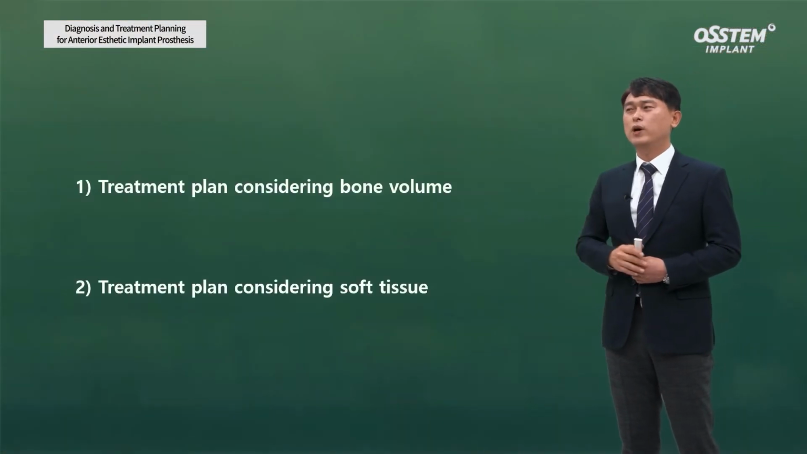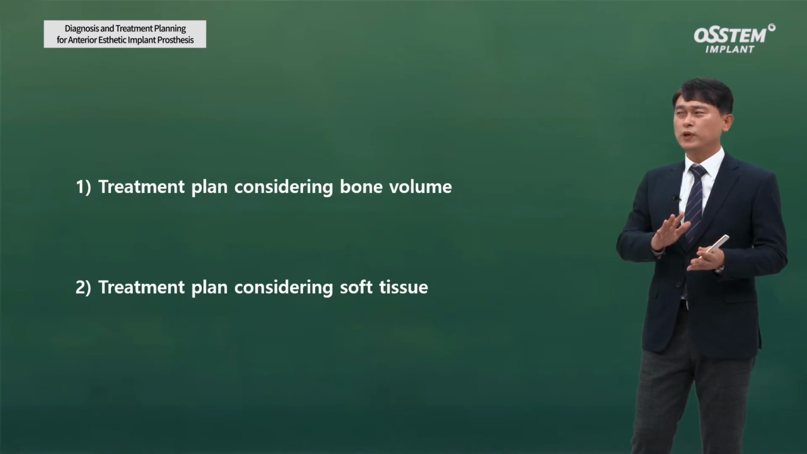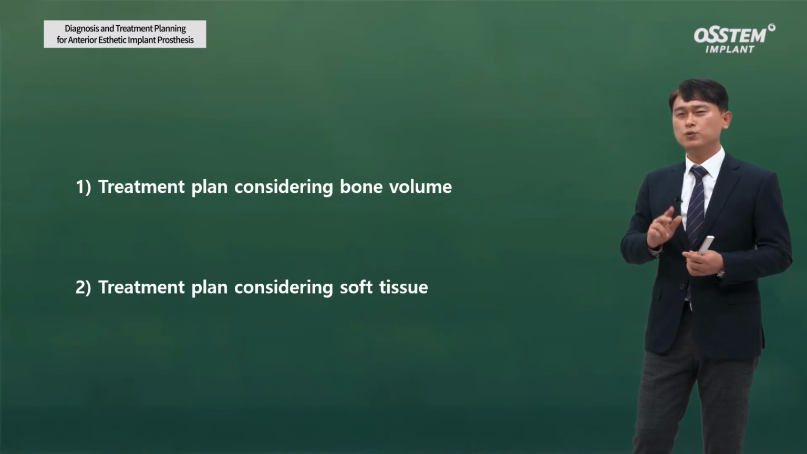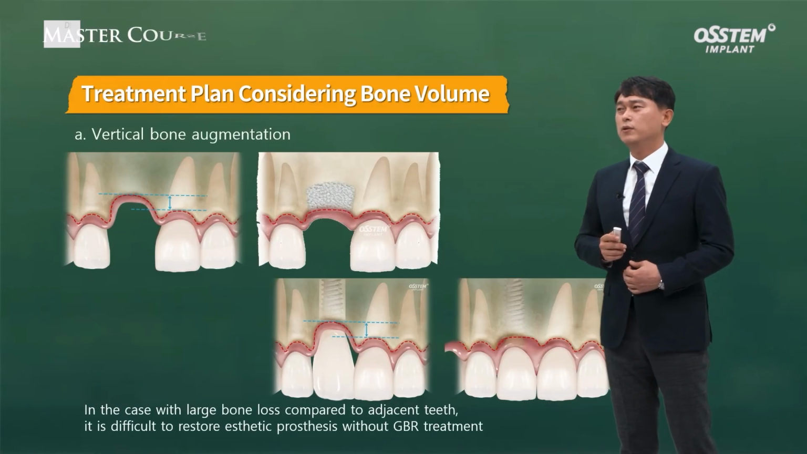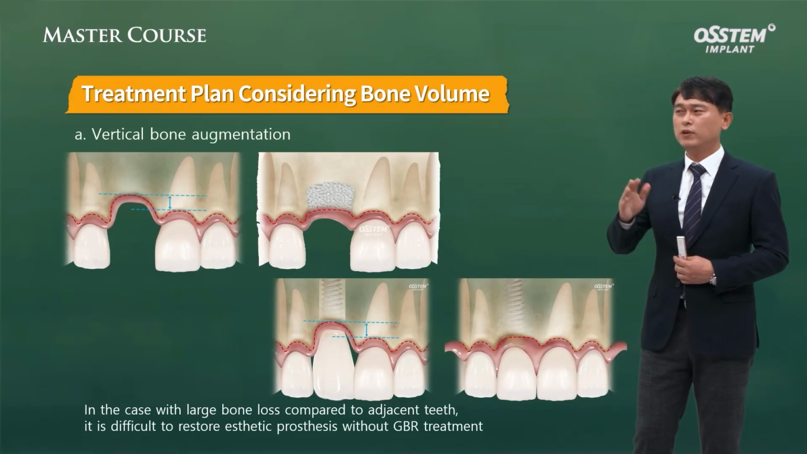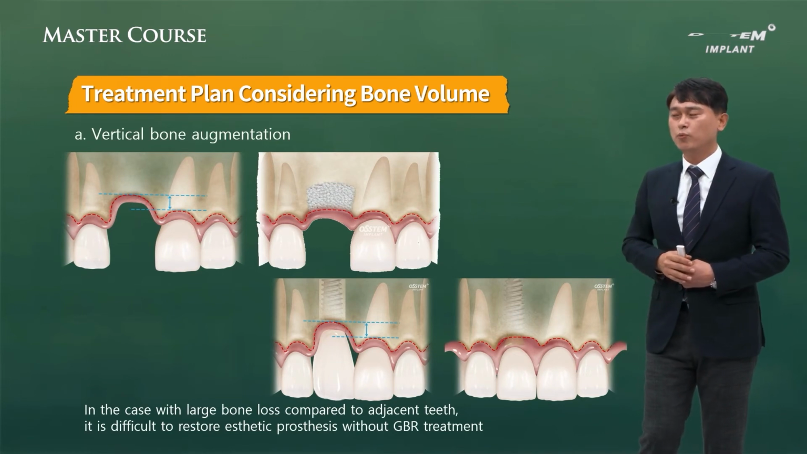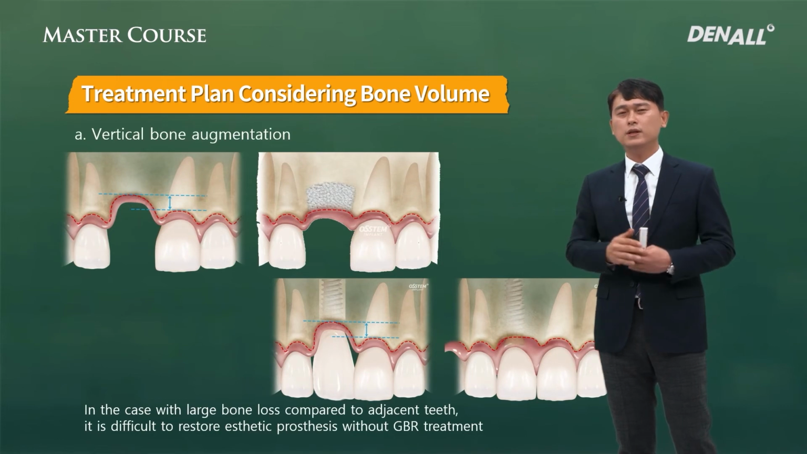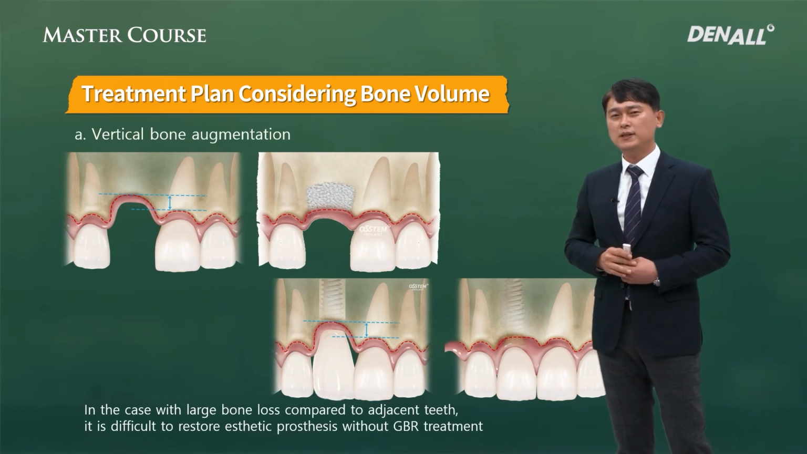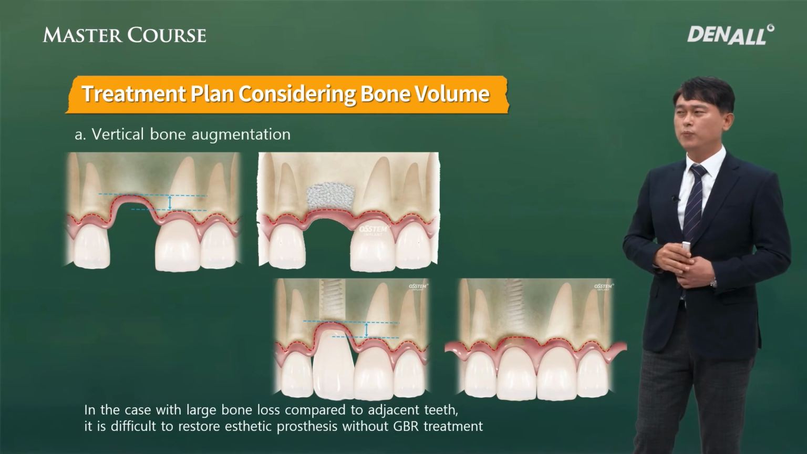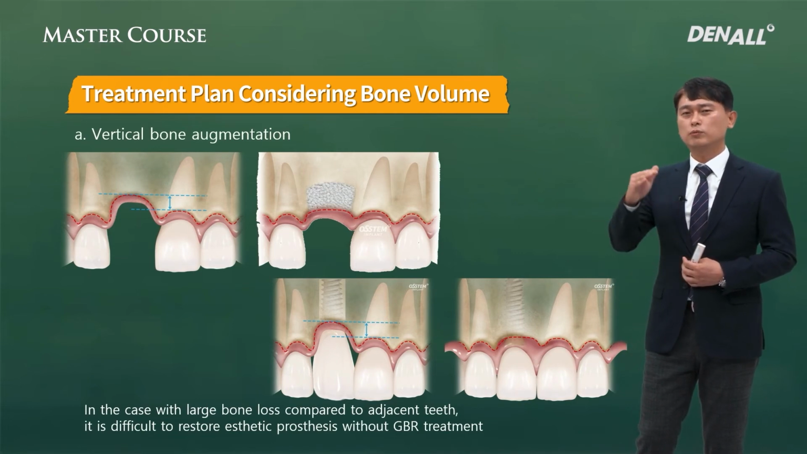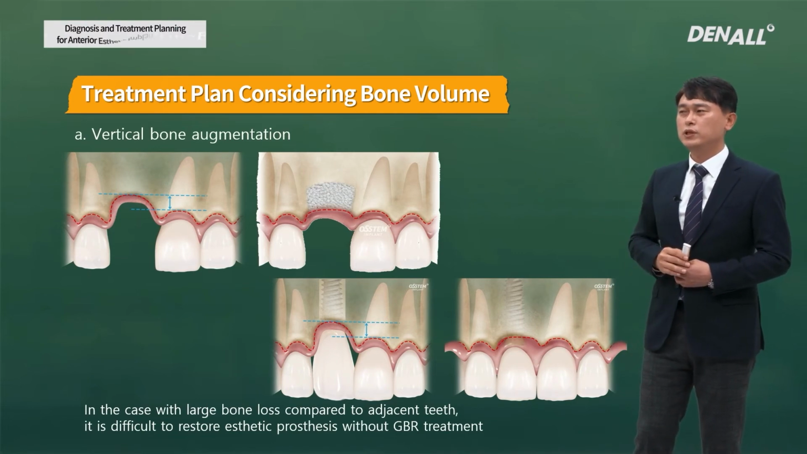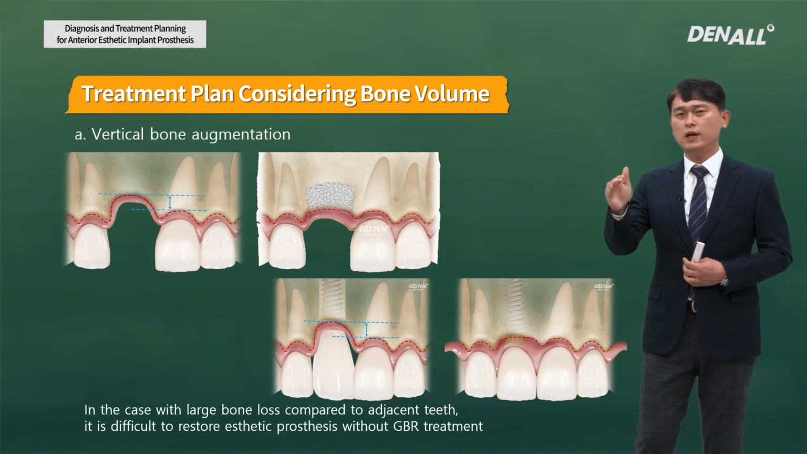We need to think about bone volume and soft tissue volume. Based on these, we need to come up with a treatment plan. If there's lack of bone, you need to do bone augmentation. Vertical bone augmentation needs to be done, but this is not easy. It's quite difficult. But in the aesthetic zone, appropriate implant placement is necessary and bone augmentation is necessary. I've talked about buccolingual angulation. You need to do bone graft to be able to place the implant, and I agree that doing this is not always easy. I'm not good at it.